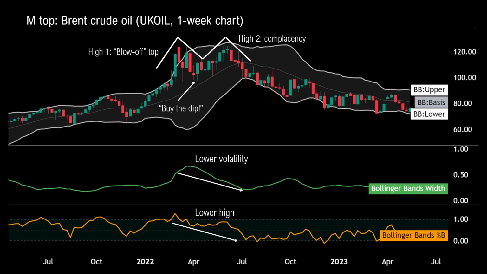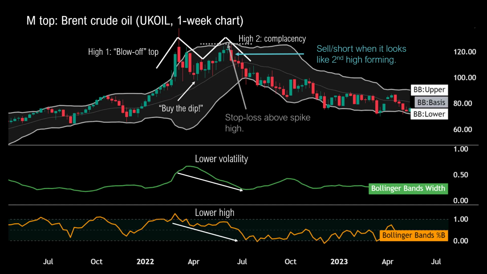And as for how to trade this, well, you could have sold or taken profits after the second high looked like it was forming. For example, after this red candle closed. And if you were looking to short Brent crude, you could have gone short at that point too, and then set your stop loss above the spike high of the second top.